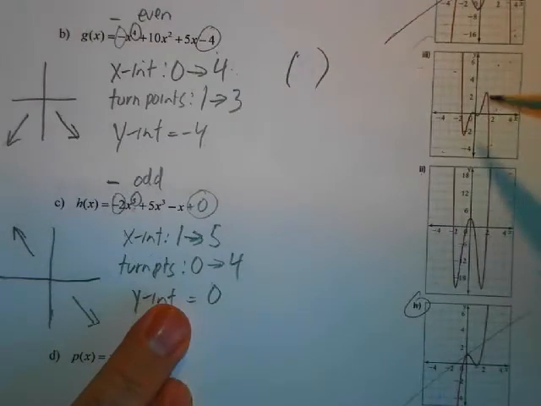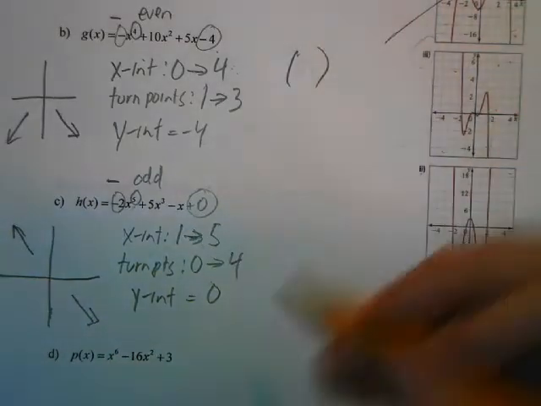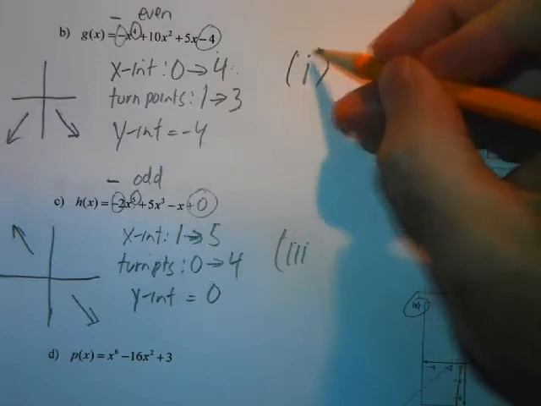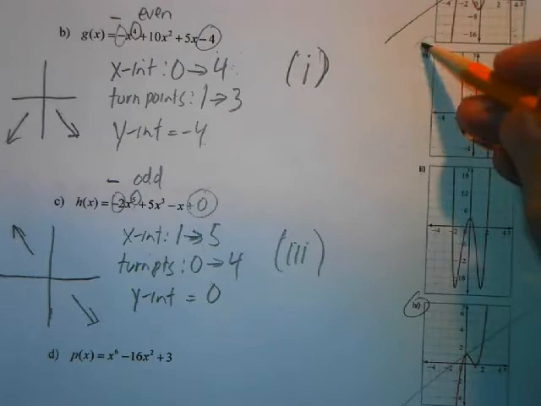Turning points, this one has quite a few. So 1, 2, 3, 4, that still fits. Y-intercept of 0, that works as well. So this graph matches up to 3. This one was 1 from earlier. Okay, so that takes care of this one.